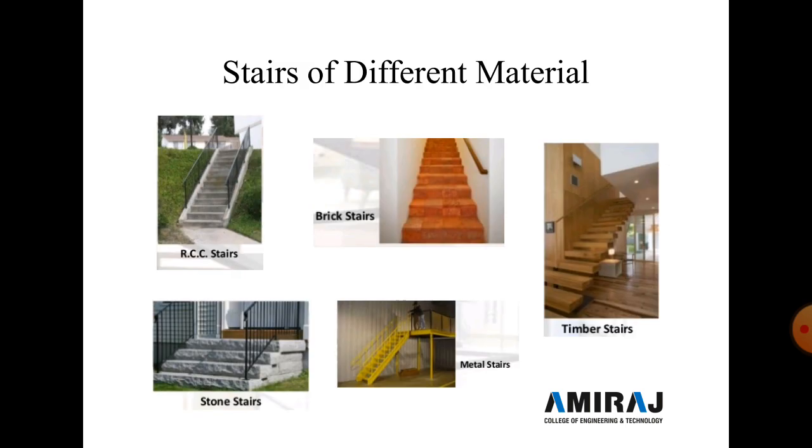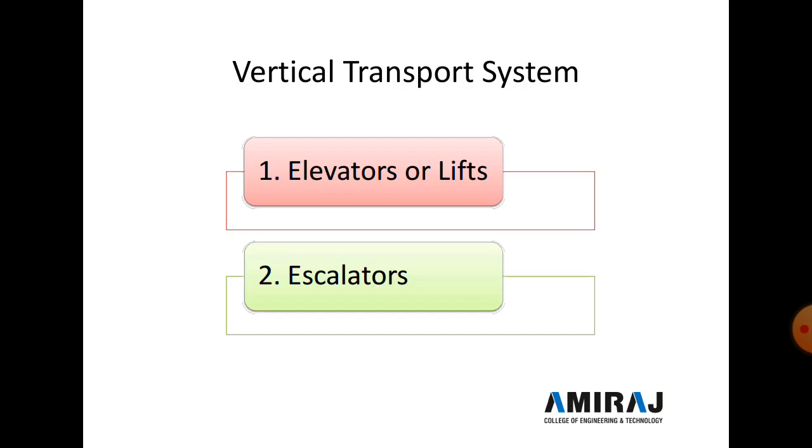Now here are the different materials used in construction of stairs. First material is the RCC stair, second is brickwork, third one is a timber stair, fourth one is stone we use to construct stairs, and fifth one is metal. So RCC, brick, timber and stone are generally used in residential areas, and metal stair is generally used in industrial areas.